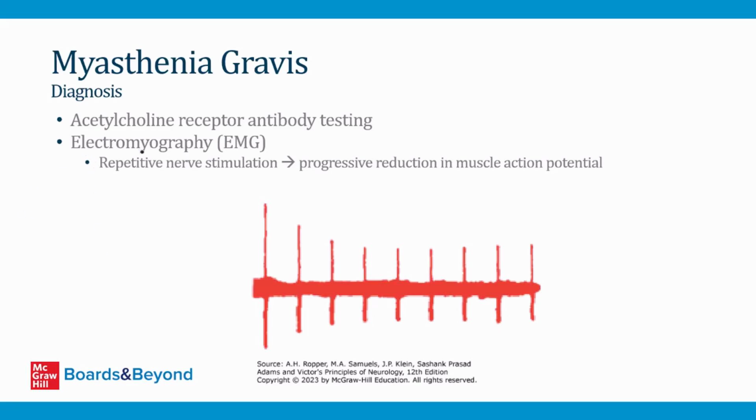So one is a blood test to detect acetylcholine receptor antibodies, and the other is electromyography, which is a test where you repetitively stimulate a nerve and you look at the response to that repetitive stimulation. And what you will see is a progressive reduction in the muscle action potential, and that's what's shown here in this diagram that we saw earlier in the video.